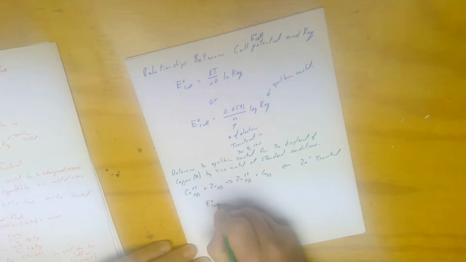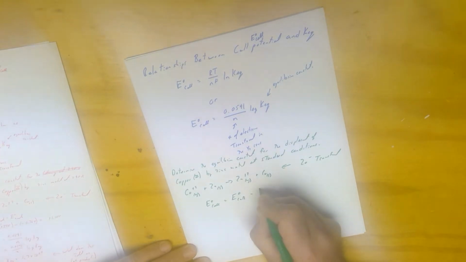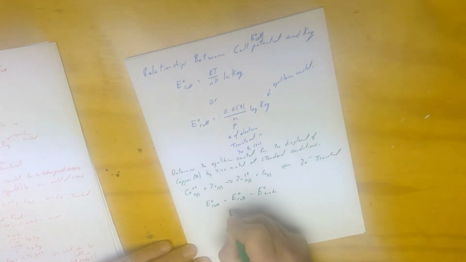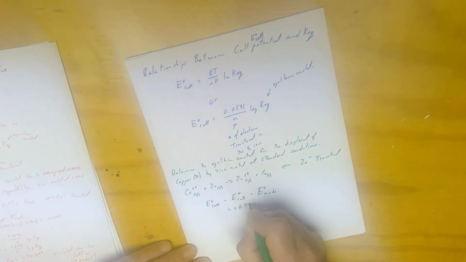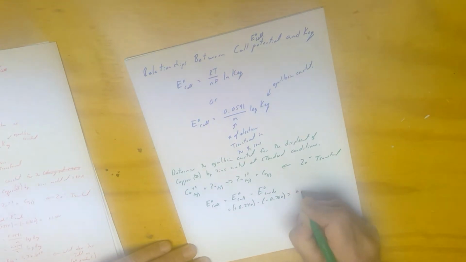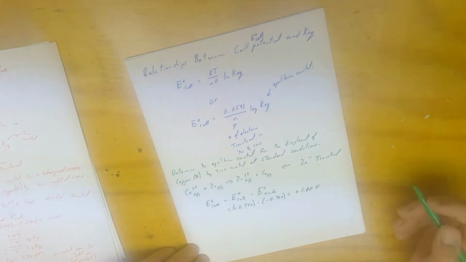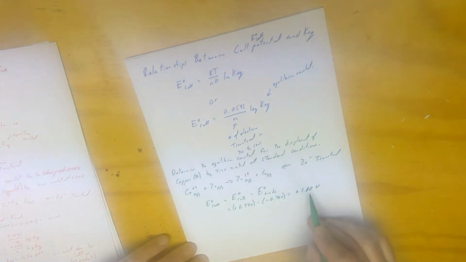So E0 of our cell is equal to E of our cathode minus the E of our anode. And we've actually already done this calculation also. So it's a positive 0.34 volts minus a negative 0.76 volts, which gave us a positive 1.10 volts. All right, so now we have enough to actually calculate KEQ.